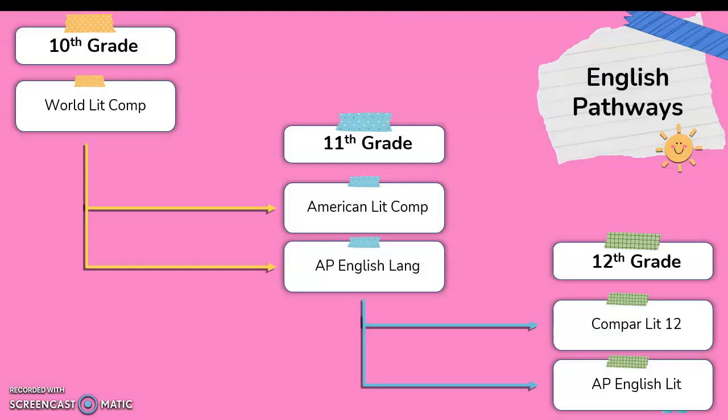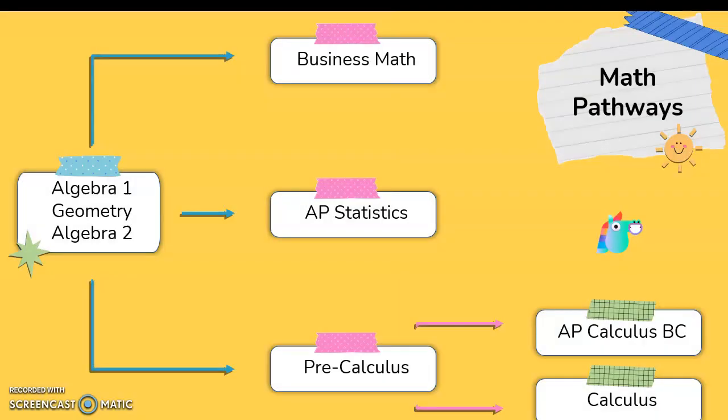And then this is just a slide showing you the typical English pathways. As a sophomore, pretty much everyone takes sophomore LA, and then after that, you can choose from regular and AP in 11th and 12th grade.